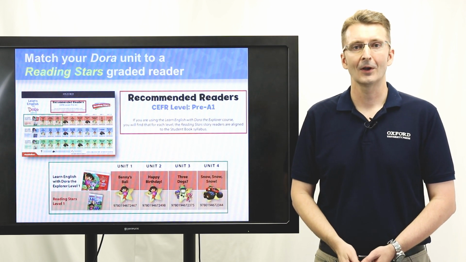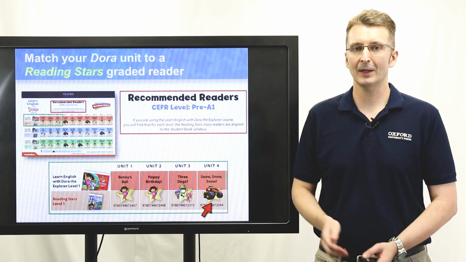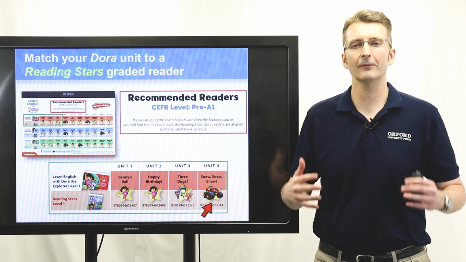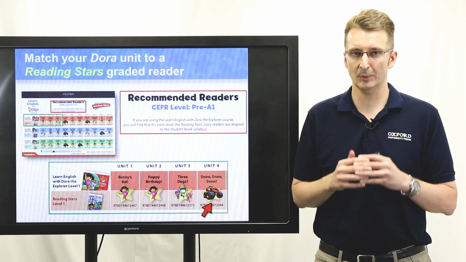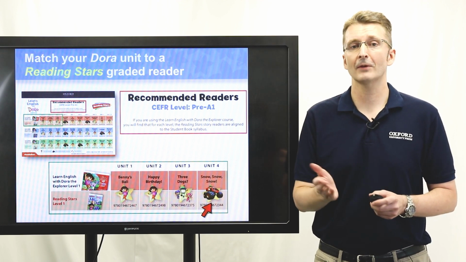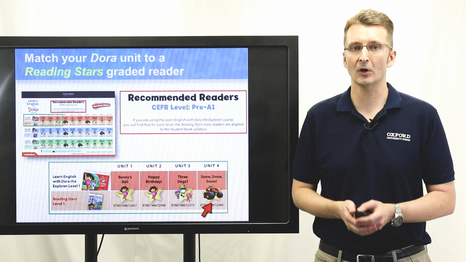And remember, Oxford University Press can recommend a Reading Stars storybook to perfectly complement every unit in the Learn English with Dora the Explorer course. Ask your Oxford University Press ELT consultant for the correlation chart.